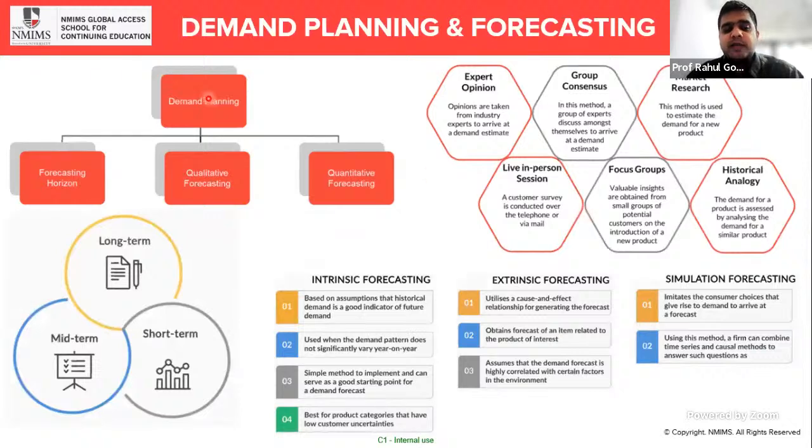So like I said, in demand planning, you have to define a forecasting horizon, right? Are you going to forecast for 3 months, 6 months, 12 months, 1 year, 3 years? As a strategy, you have to decide whether you are going to use only qualitative forecasting methods, or quantitative, or both. If you're a demand planner or forecaster, are you going to generate short-term, mid-term, and long-term forecasts? And then there are various options of generating the forecast, which we will see later.